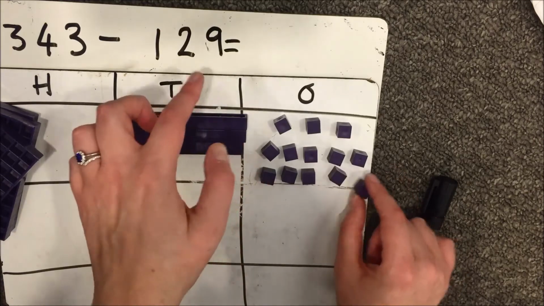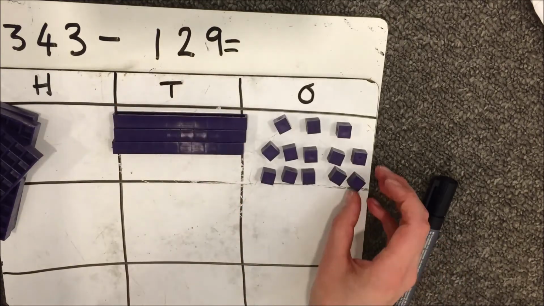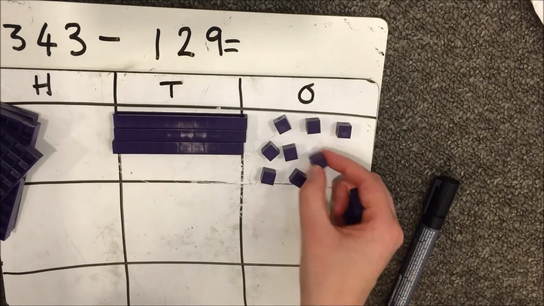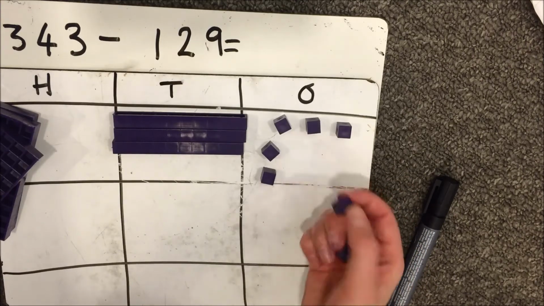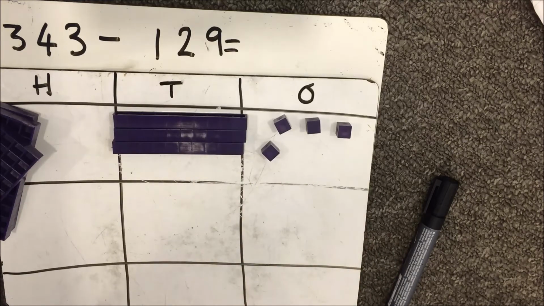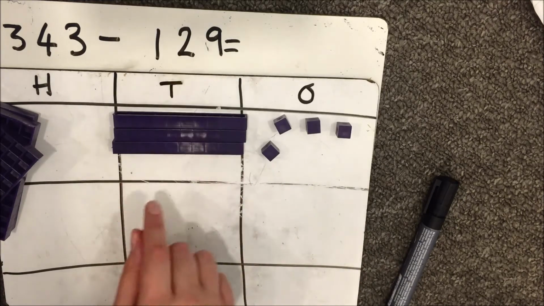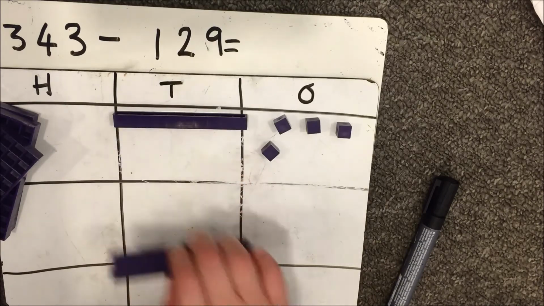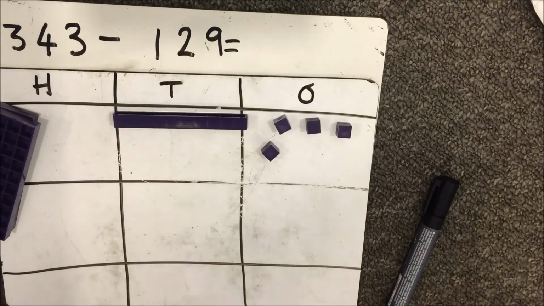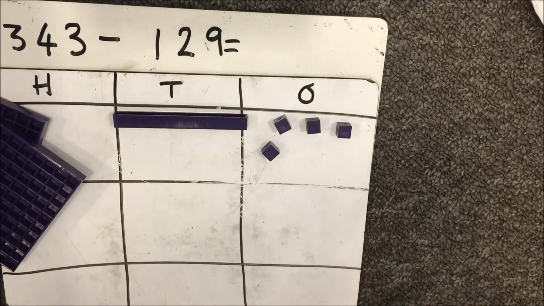Great. Now can I take away 9? 1, 2, 3, 4, 5, 6, 7, 8, 9. Okay. Can I take away my 20? 10, 20. Yep, I've still got enough 10s. And can I take away my 100? Fantastic. So, how do we get our answer for the subtraction? We need to count how many are left. So we've got 1, 2, 3, 4 left.